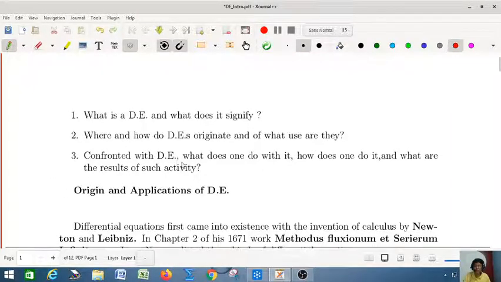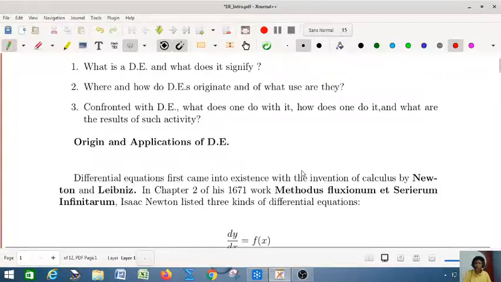Confronted with a differential equation, what does one do with it? How does one do it? And what are the results of such activity? So these are the questions that came to our mind. Let us talk about some origin and applications of differential equations in the introduction part. Before we start a new thing, we have to know the origin and the historical development of the subject. So let us start with that.